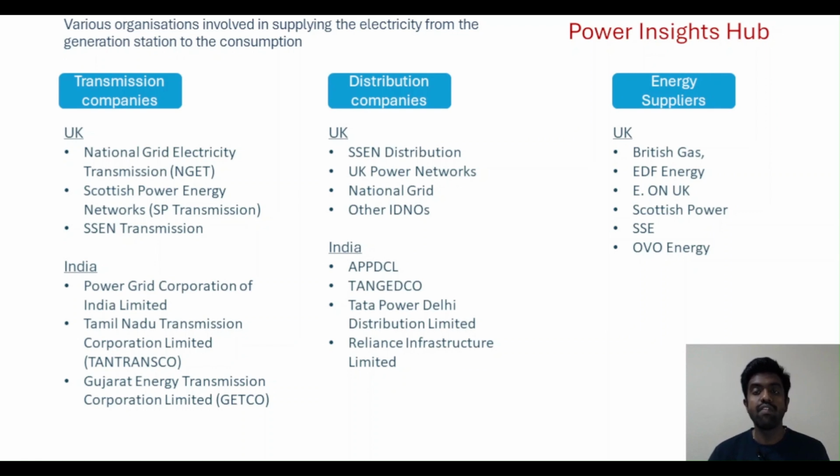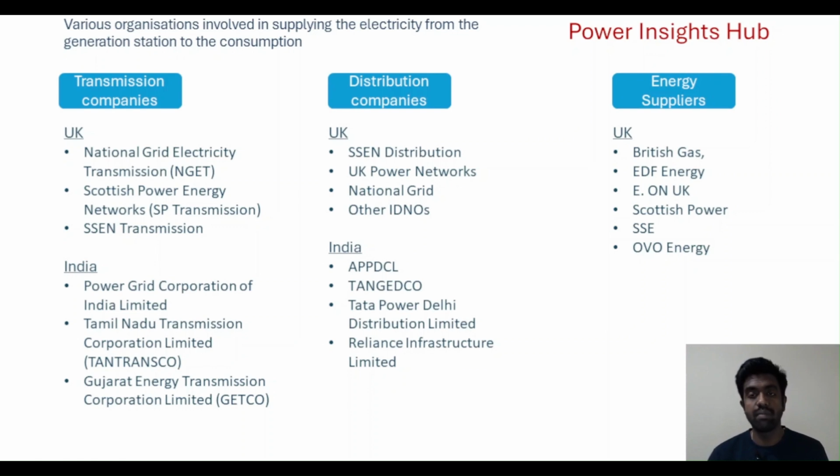Okay, now we are moving to distribution companies, right? Once the power is transmitted to the distribution network, as I said, it is stepped down to a particular voltage and distributed throughout the city or the town. So in the UK, what are all the distribution companies? The major companies are SSE and Distribution, UK Power Networks, and National Grid is also there in distribution. Almost 10 companies are distribution network operators, and other very small companies are also there, which are IDNOs, the independent distribution network operators.